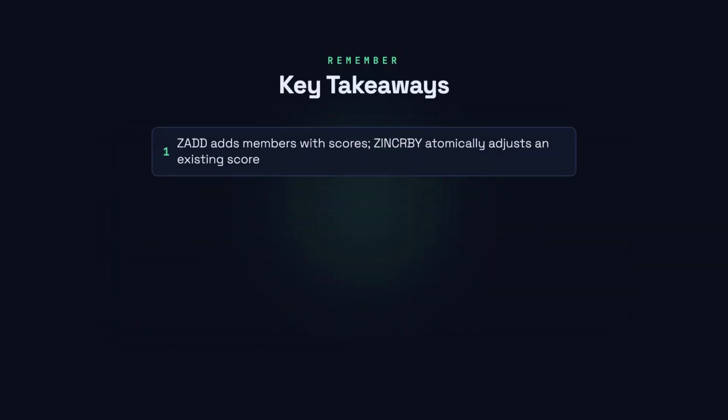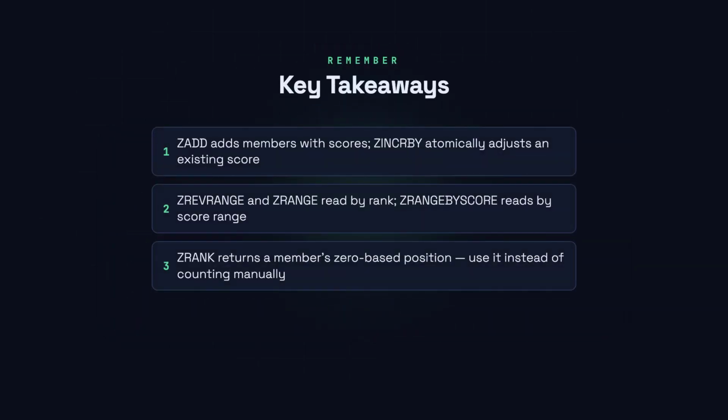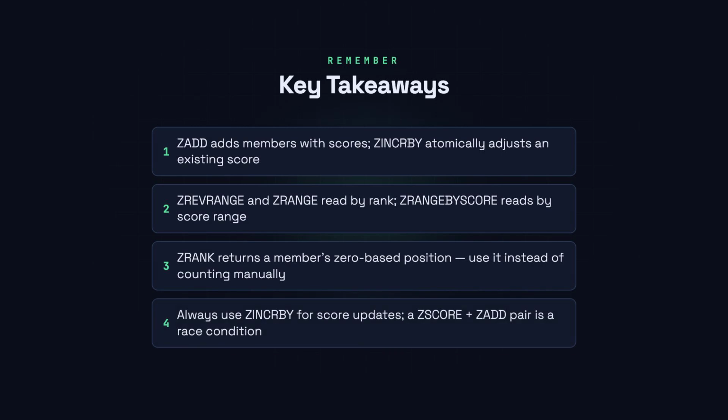Sorted sets give you automatic ordering, atomic increments with ZINCRBY, and fast rank and range queries, all in O(log n). Replace any read, then write score update with ZINCRBY, and you eliminate a race condition for free.